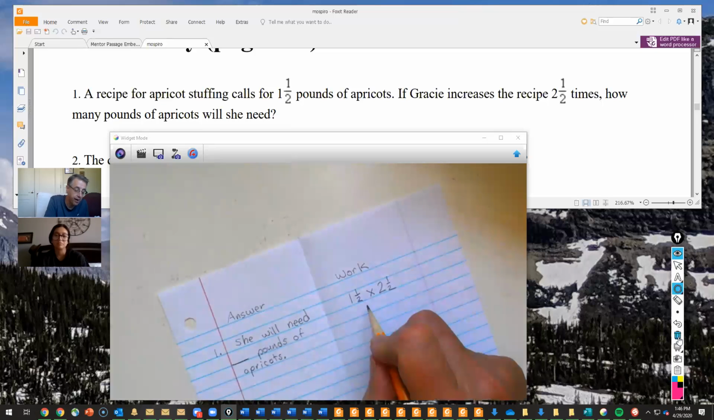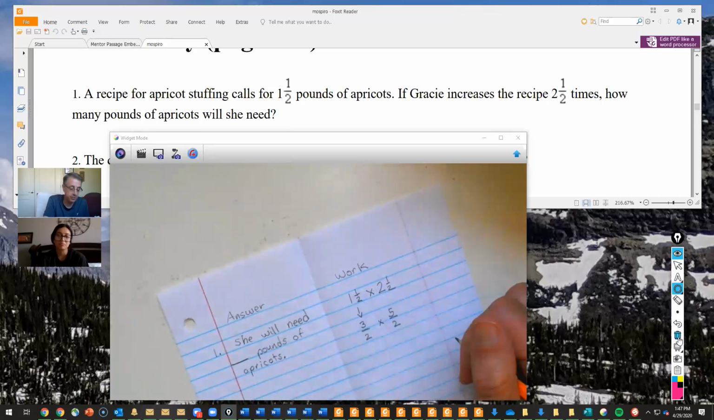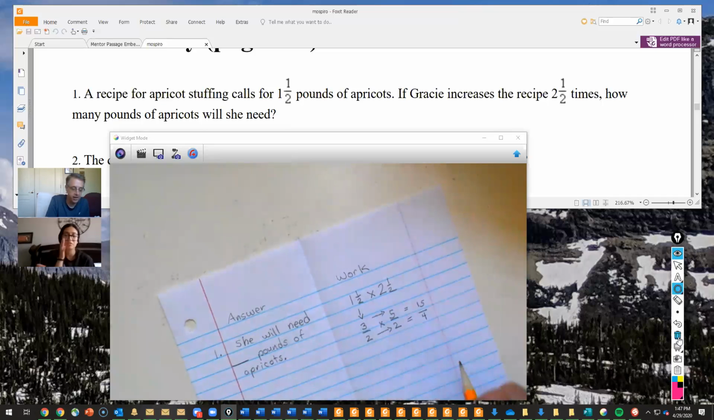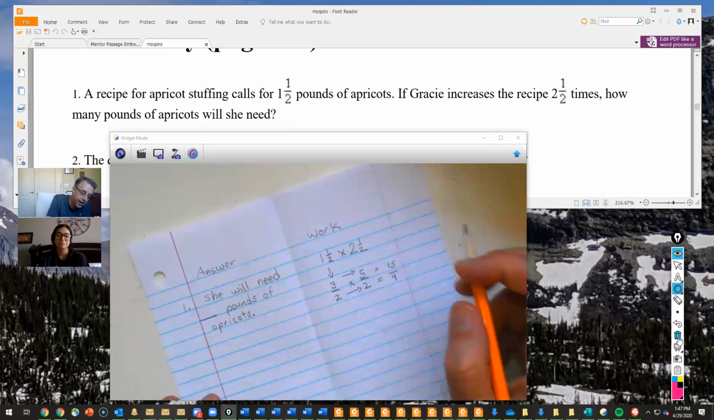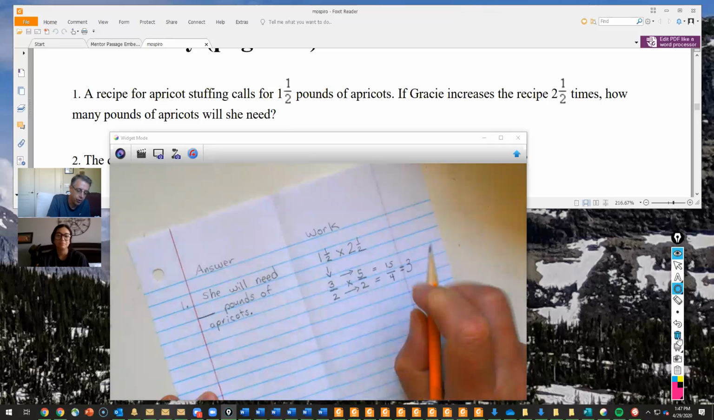Now, in order to do that, I have two mixed numbers I'm going to be multiplying. I need to turn them both into improper fractions. 1 1/2 becomes 3/2. 2 1/2 becomes 5/2. I don't have to worry about the denominator being the same, but in this case they are, but it's no big deal if they aren't. I take 3 times 5 and get 15. 2 times 2 equals 4. Now I notice I have an improper fraction, 15/4. So I'll simplify that down to 3 3/4.